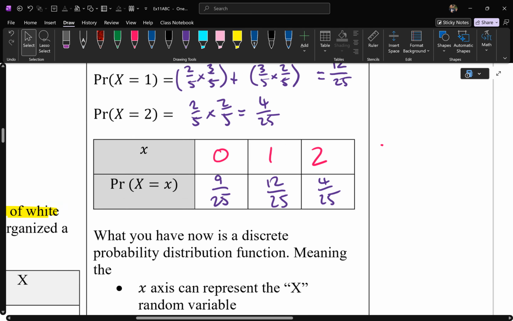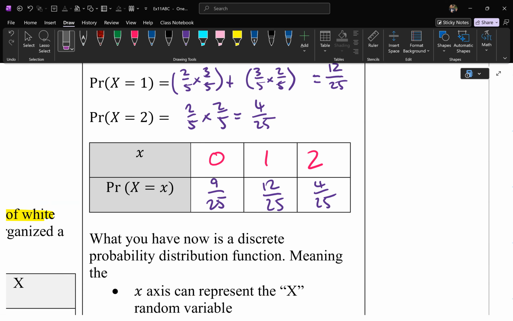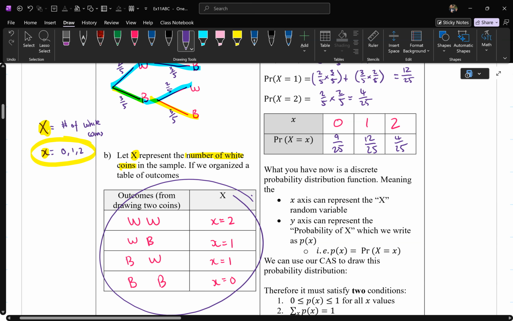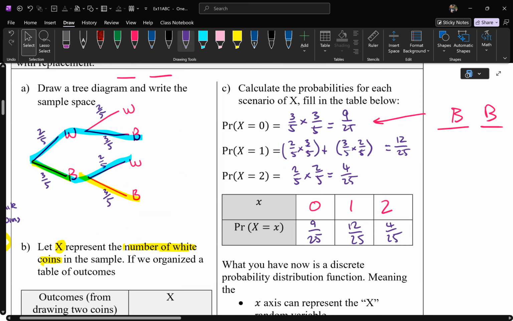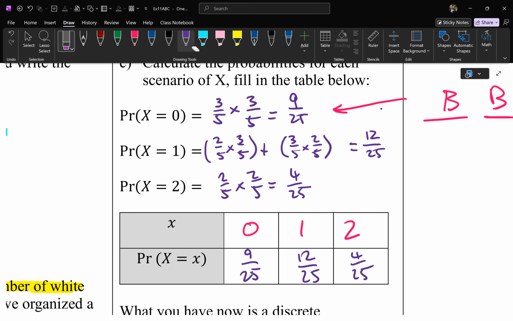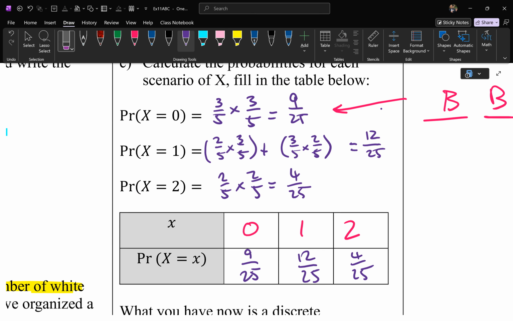Now let's look at a couple of properties. So usually we don't give you the tree diagram. We also don't give you that little table that I've done over here. So you wouldn't get this table. And you usually will not get the calculations for that. All you get is the scenario, and then they give you this. Okay? Now let's look at this distribution table.